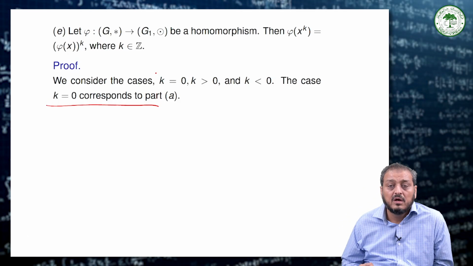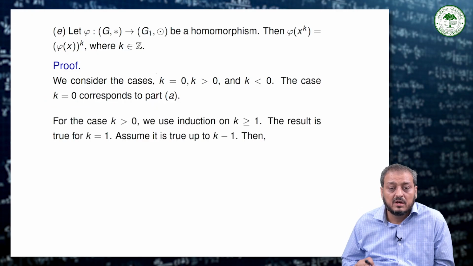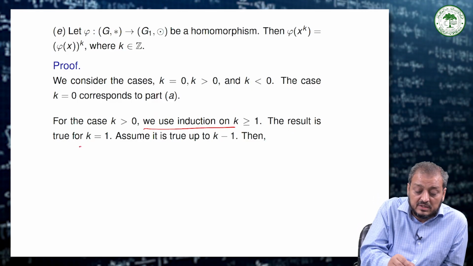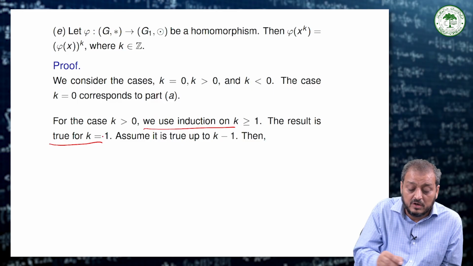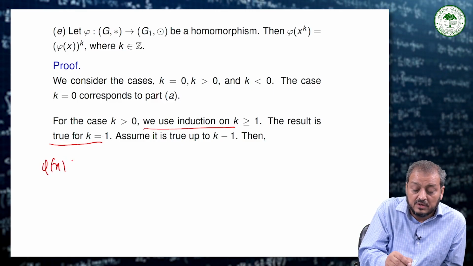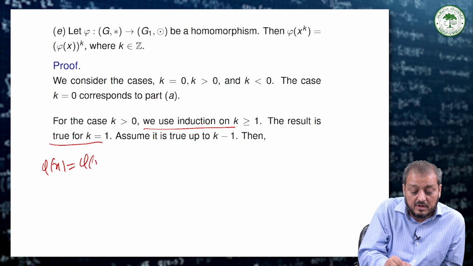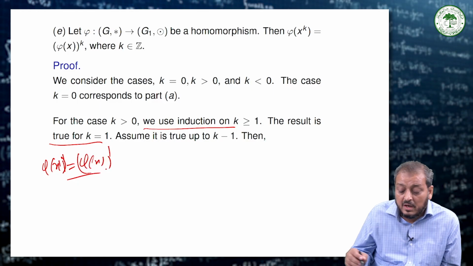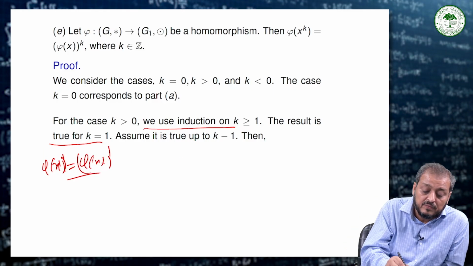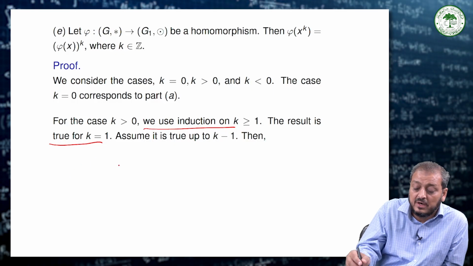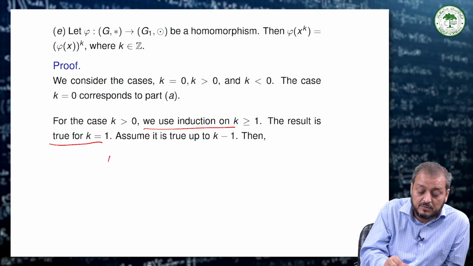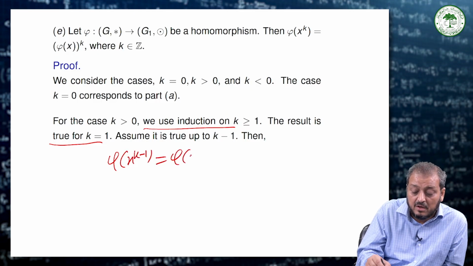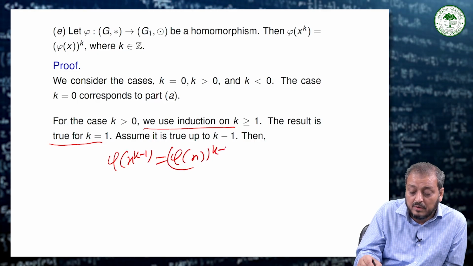So now we try this for k greater than 0. We use induction for k greater than or equal to 1. The result is true for k equal to 1: phi of x is equal to phi of x to the power 1. Now assume it is true up to n minus 1, that is, phi of x to the power k minus 1 is the same as phi of x whole to the power k minus 1.